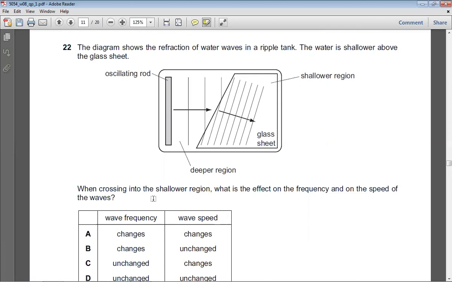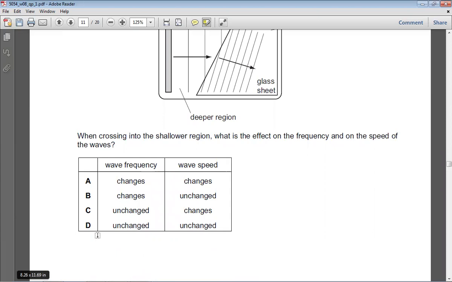Okay, so when crossing into the shallower region, what is the effect on the frequency and on the speed of the wave? There will be no change in the frequency. The frequency remains unchanged. That's the rule. When the water enters from deep water into shallow water, the frequency is unchanged, and the wave speed will decrease. You can see that because the wavelengths have decreased, so the speed of the wave will also decrease. When the wavelength decreases, the speed also decreases. So the frequency will be unchanged, but the wave speed will decrease. So I think C is the choice.